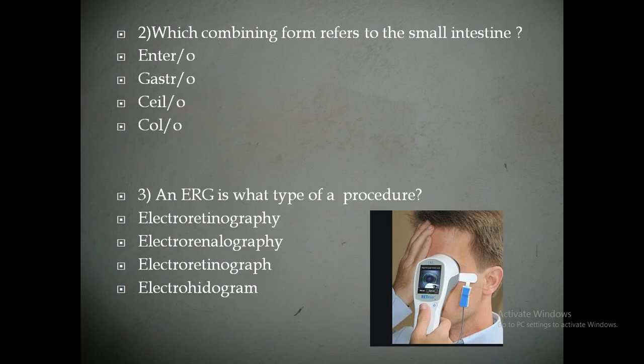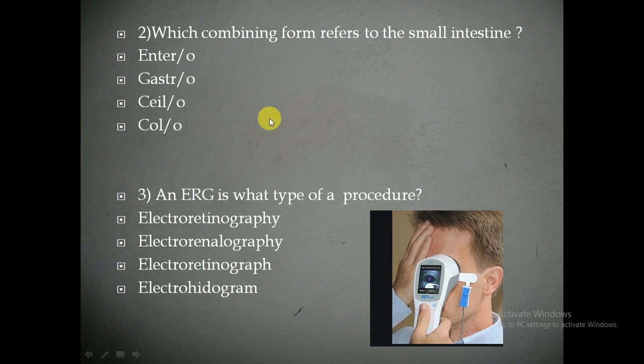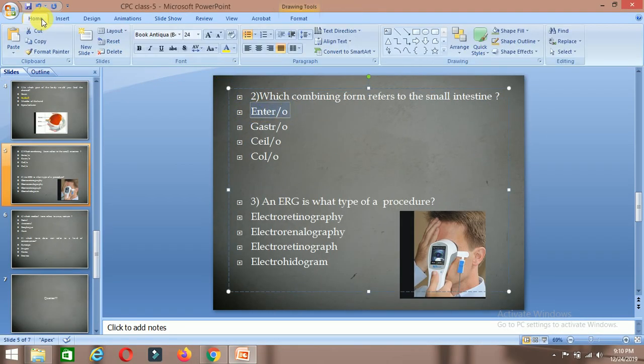So we will see the second question. Which combining form refers to the small intestine? The options are entero, gastro, coelo, colo. So the correct answer for the small intestine combining form is entero. So the answer for the second question is entero. Another term for small intestine is entero.